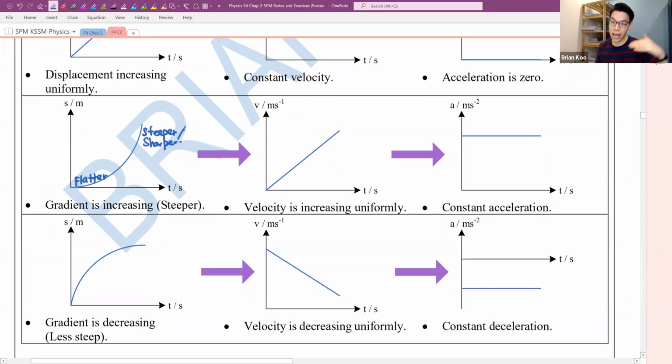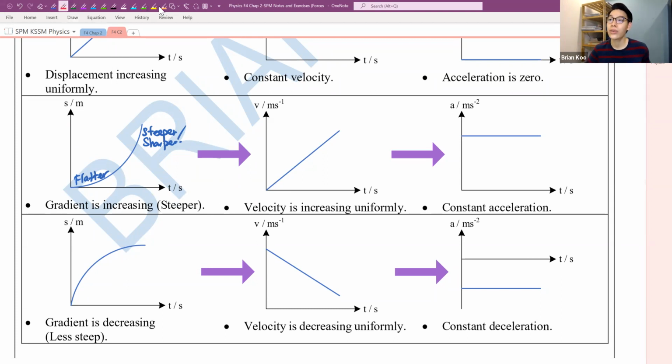What this means is that at first you are walking slowly and then you eventually walk faster and faster and faster. At first you walk slowly, the distance increases very slowly. And then after that you walk really fast. So it's getting from flat to steeper. The gradient is increasing. When I say the gradient is increasing, it means that the velocity also increases.